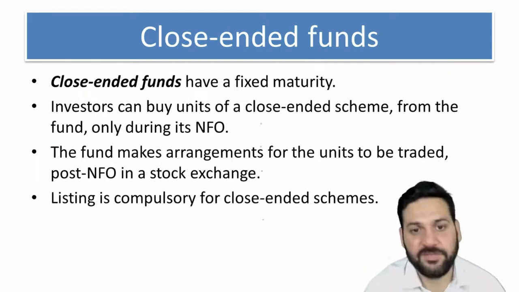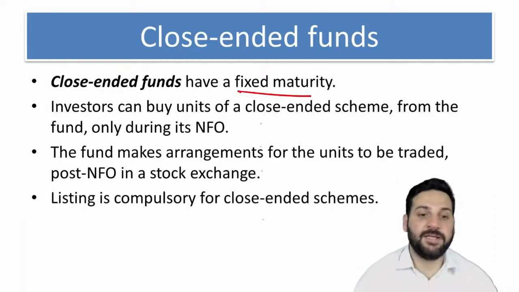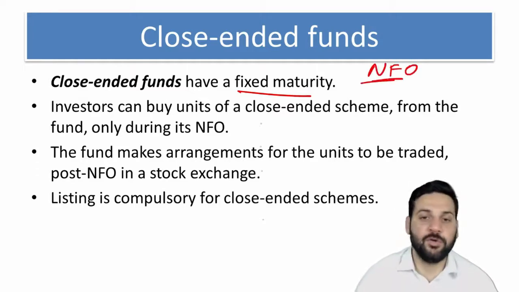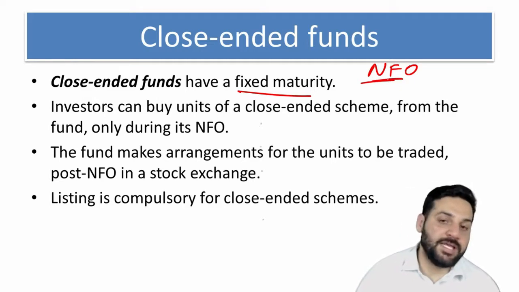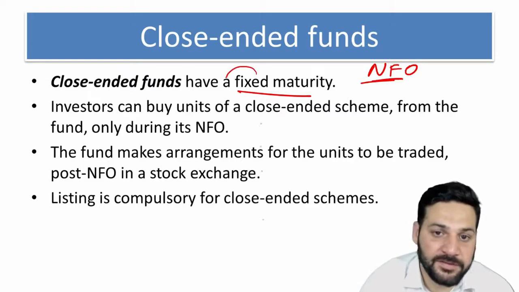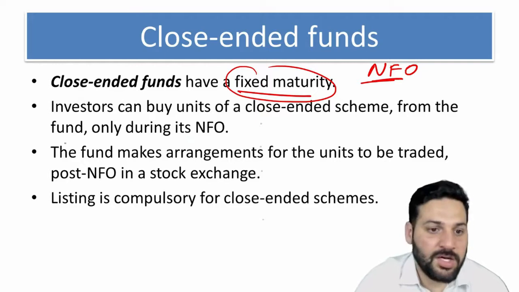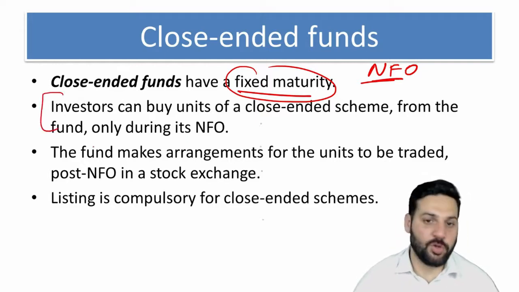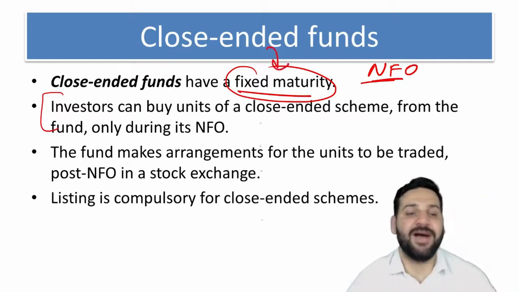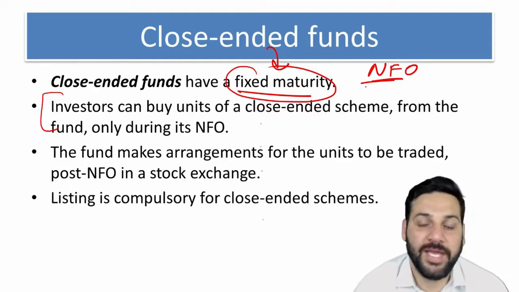Now, what are close-ended funds? So close-ended funds, they have fixed maturity. When you can buy them, at the time of new fund offering. At the time of NFO, you can buy them and you can redeem them only at the end of the period mentioned on the offer documents, right? So you cannot redeem them before the maturity, right? They have a fixed maturity. The close-ended funds, they have a fixed maturity. You cannot buy or sell them any point of time to AMC.